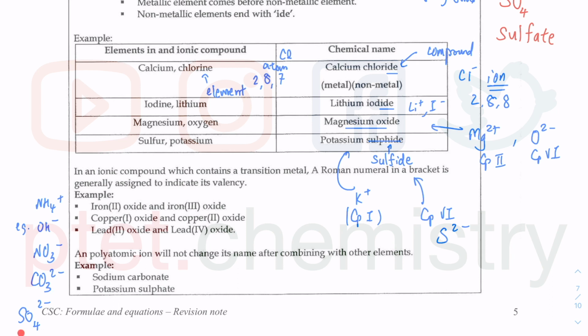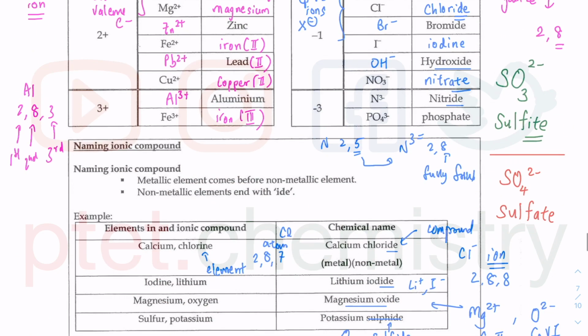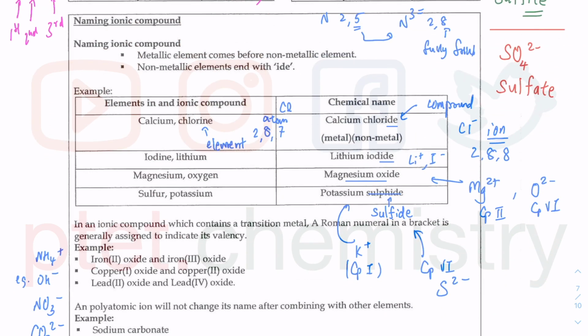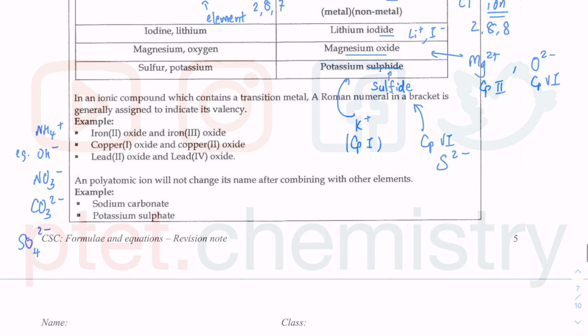This is sulfate with the ATE in the spelling, whereas the SO3 2 minus was sulfite. Do not ever get confused. If I were you, I would definitely remember one of these. At least one of them I would remember very, very well.